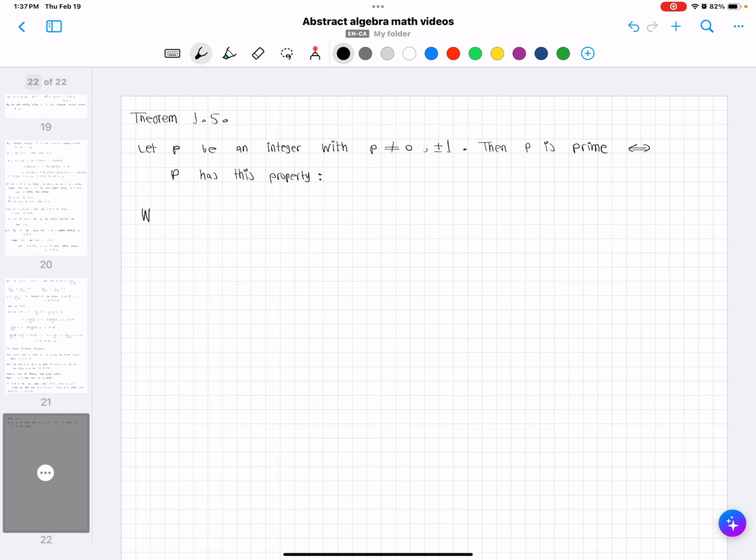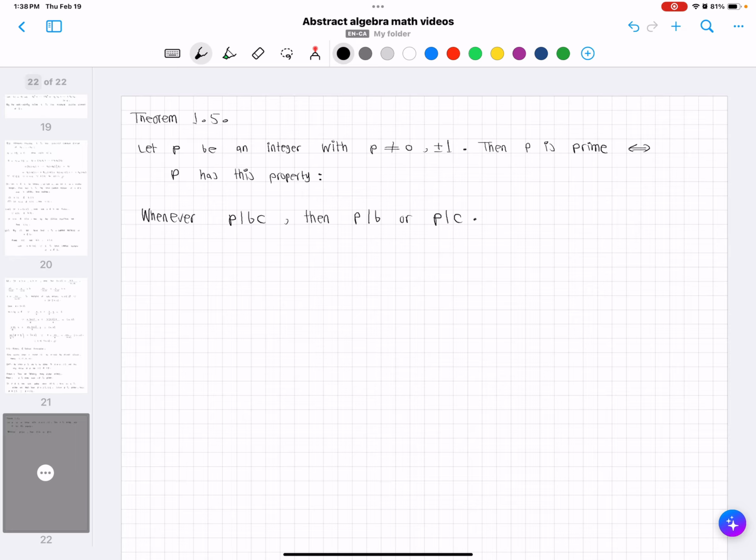Whenever p divides BC, then p divides B or p divides C. So let's prove this result.